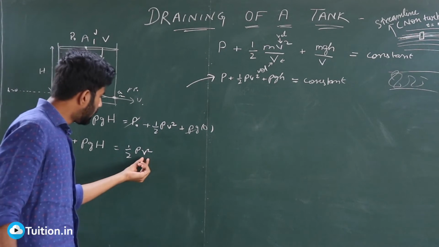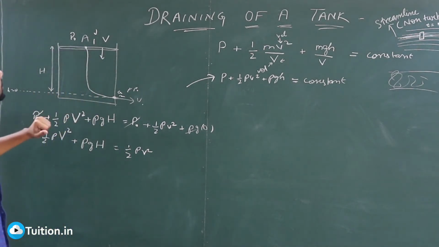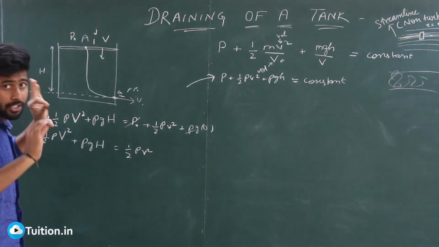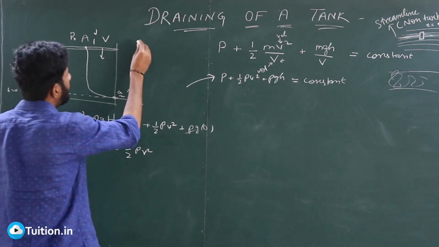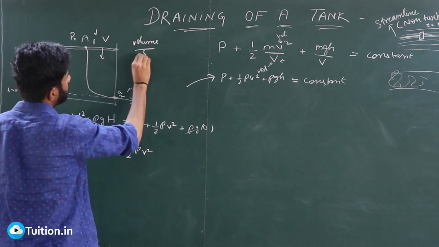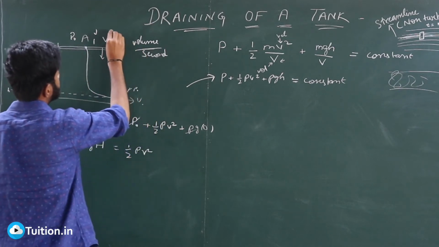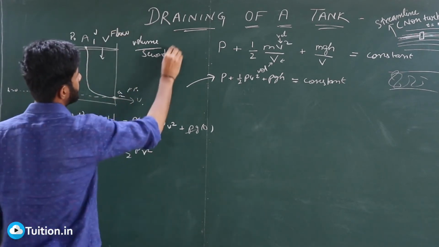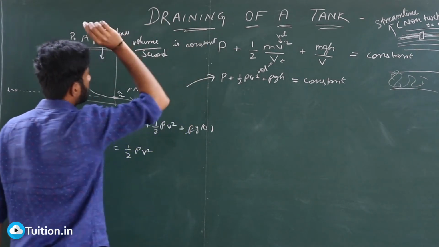But there's one approximation that we can do. Let's look at what that approximation is. So I will say that there's equation of continuity which I can use here, right? What is equation of continuity? It says that volume per second, or I can say flow, which is my volume per second, is constant, right? That is what it is.